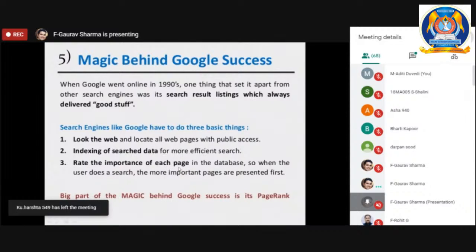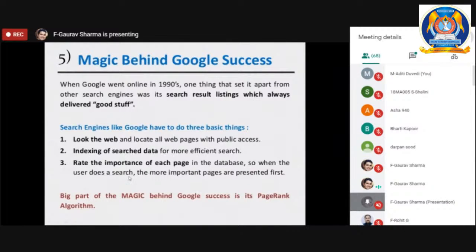So the most important part is this. First, they read what you have written. Second, they put the indexed websites on your page. And third, which website should come first. So this is the very important part. When you put any search in your Google search engine, the most important thing is that what you are looking for should come first.